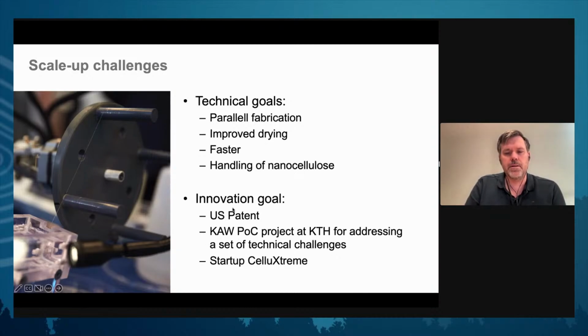There is a US patent. We have a Knut and Alice Wallenberg proof of concept project at KTH for addressing some of these challenges. And then there is a startup that is trying to do this as a continuous, potentially commercial activity in the future.